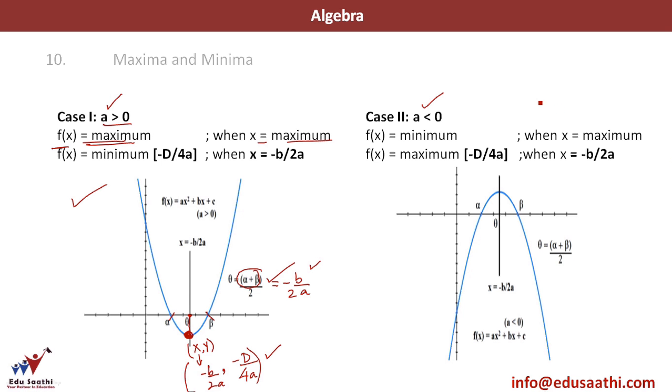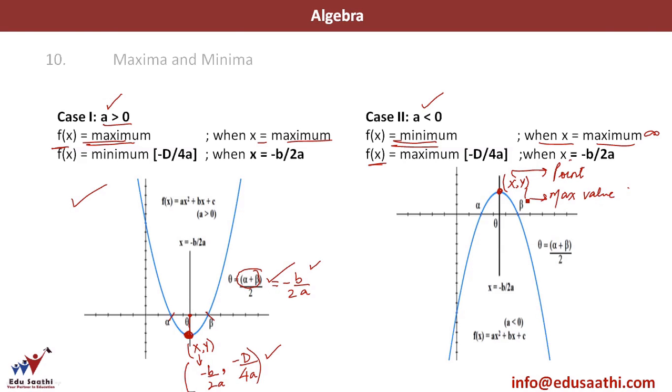In the second situation, when your a is negative, this is the graph that it looks like. You cannot find out the minimum value because the minimum value would lie when x is minimum, which is turning out to be a case of infinity. However, you can find out the maximum value. Now again, this maximum value will have x coordinate and y coordinate. The x coordinate will be known as the point of maxima and the y coordinate will be known as the maximum value.